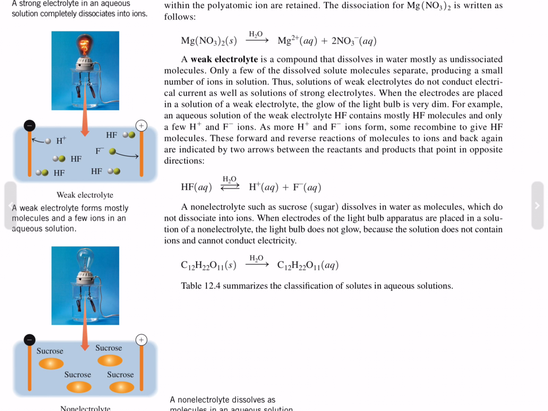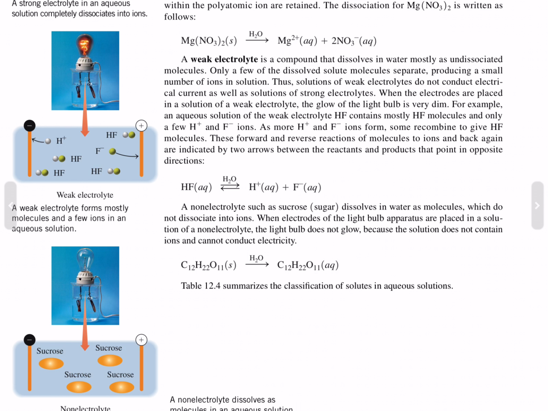For example, an aqueous solution of the weak electrolyte hydrofluoric acid contains mostly hydrofluoric acid molecules and only a few hydrogen ions and fluoride ions. As more hydrogen ions and fluoride ions form, some recombine to form hydrofluoric acid molecules. These forward and reverse reactions of molecules to ions and back again are indicated by 2 arrows between the reactants and the products that point in opposite directions.